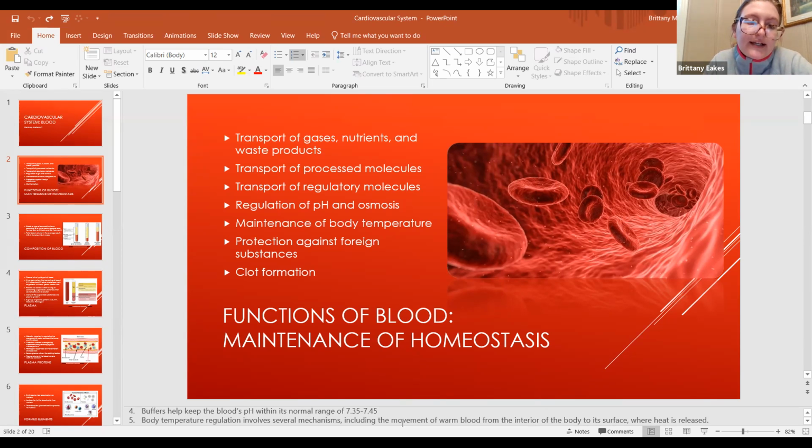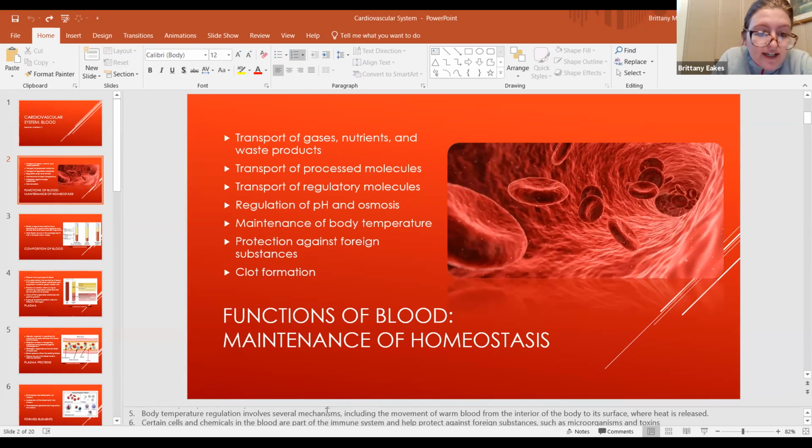And then blood also helps us keep our body temperature regulated. Our body actually moves warm blood from the interior of our body to the surface, and that's where heat is released. Okay, I've got all of that.